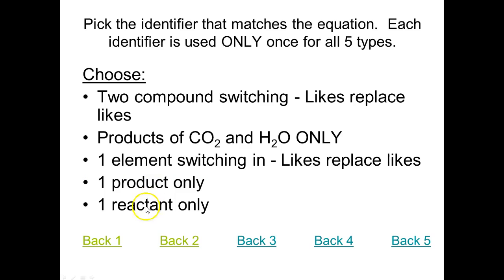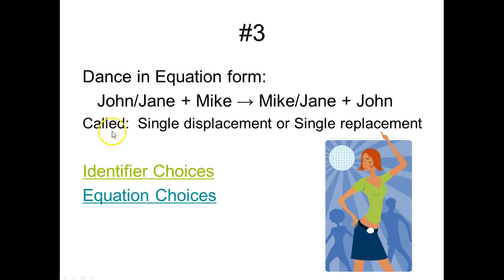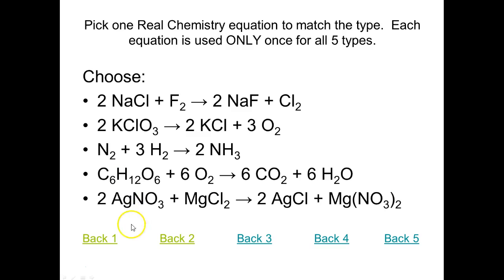So let's look at our identifier choices. We've eliminated the last 2 with our first 2 elements, and this one would be one element switching in, likes replace likes. So let's go back. When you're looking at this compound, you have a John-Jane compound and Mike. The Mike has to replace the portion that it is similar to. So Mike as a male name would replace John as a male name. And so you make the Mike-Jane new combination and John. Elements do the same thing. So if you have a metal and a non-metal, if this piece would be a metal, it would replace the other metal. So let's look at the equation choices.